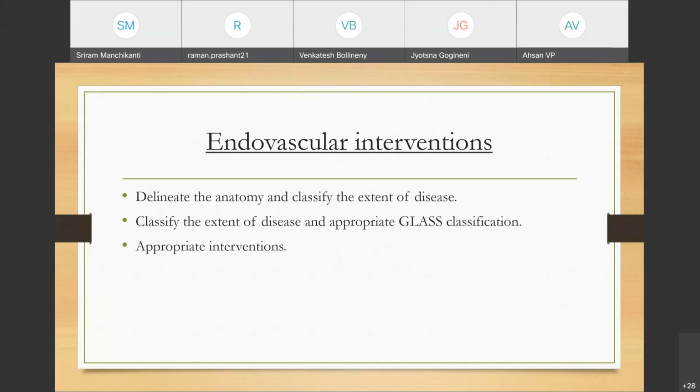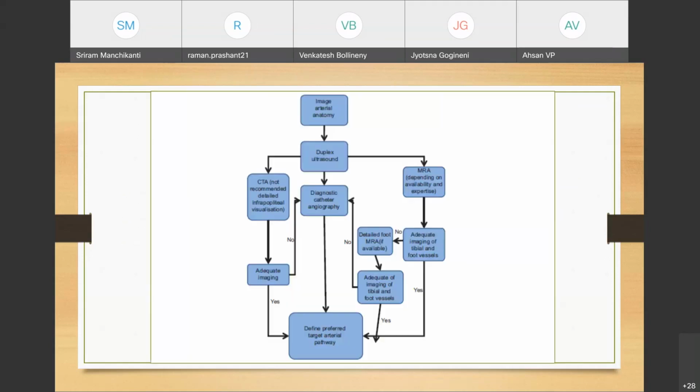The main method of revascularizing these patients is by endovascular intervention. The planning for any endovascular intervention is to delineate the anatomy, classify the extent of the disease, for which the appropriate classification, called the GLASS classification, has been developed, and use the appropriate hardware or intervention, or if required, the surgical modality in that specific group of patients based on the criteria. Based on that, you can use either an open versus an endovascular approach based on the patient characteristics.